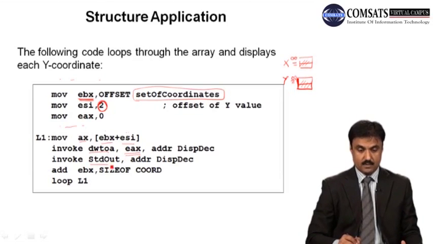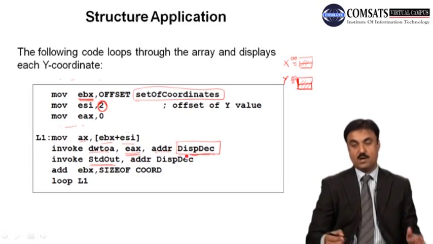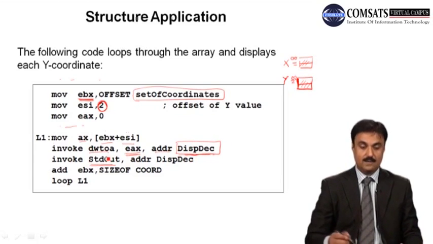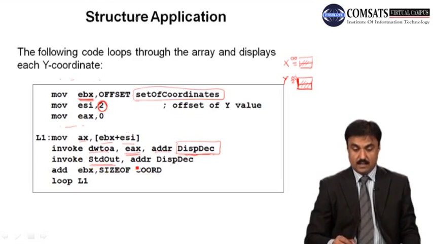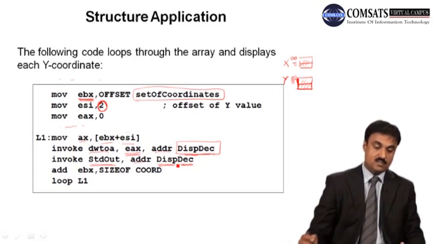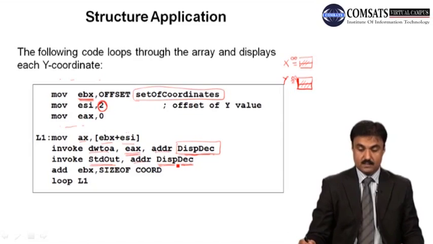Okay, the value is inside the EAX, so we are going to convert this one, and it will be stored inside the display decimal and so on. So display decimal is nothing but an empty string or any type of string whatsoever, null terminated. And invoke StdOut, for example, invoke StdOut and the address of the display decimal. Whatever the value is inside display decimal, it will be displayed over the screen.